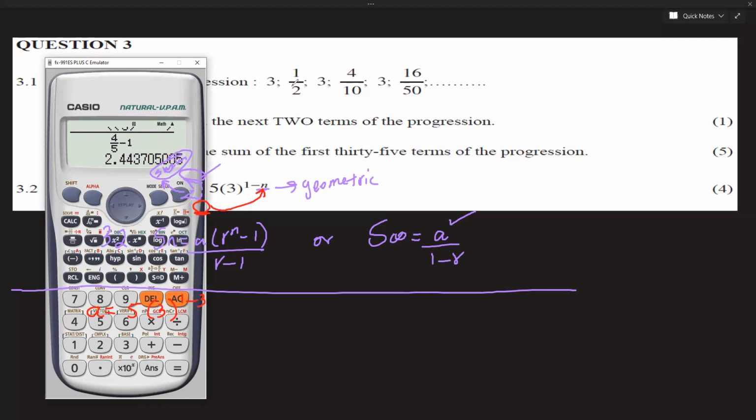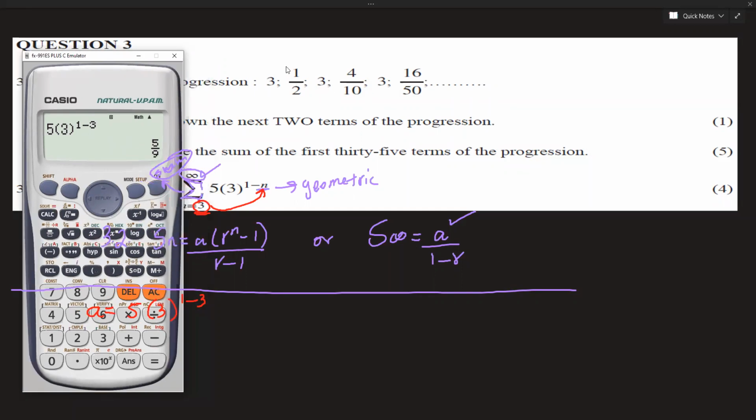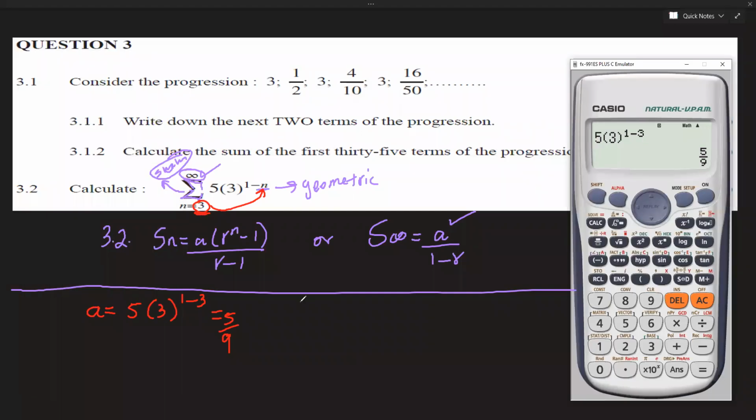So we're going to have this now. Let's see. We have 5 bracket 3 to the power of 1 minus 3, which becomes 5 over 9, right? So my A is equal to 5 divided by 9. That's awesome. So now we're going to calculate the second term after this. So let me break this down for you. The same, starting at T3 basically. Do you see it? Because n is 3 there.